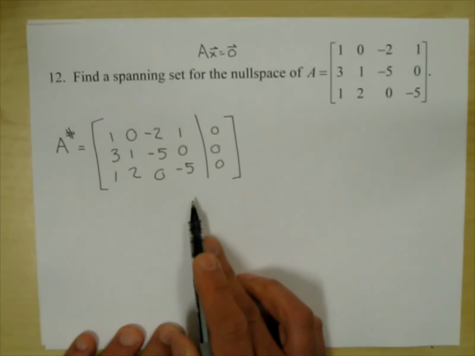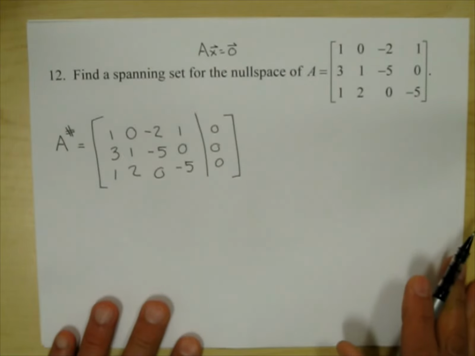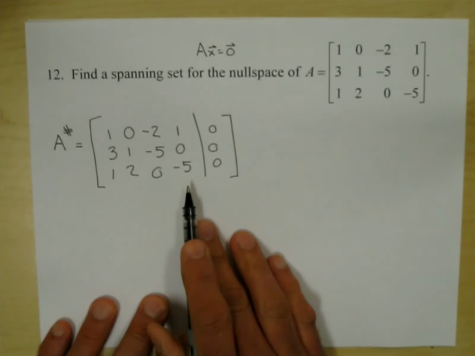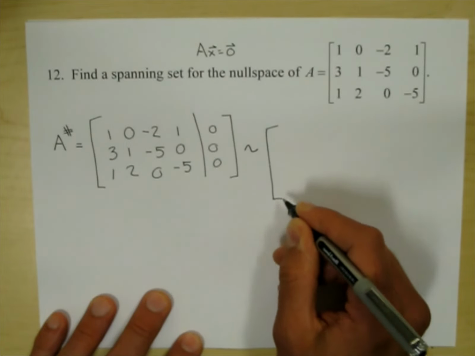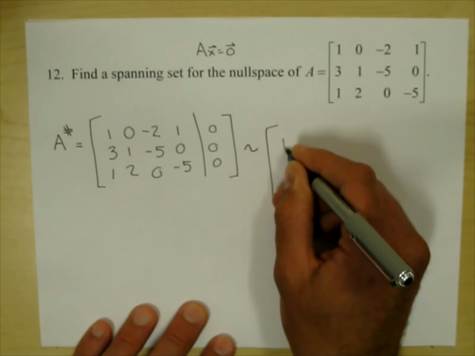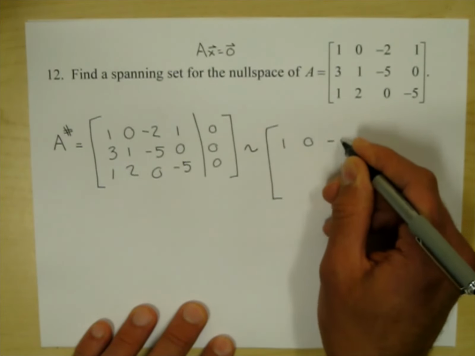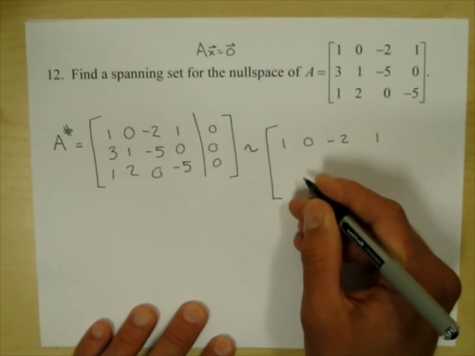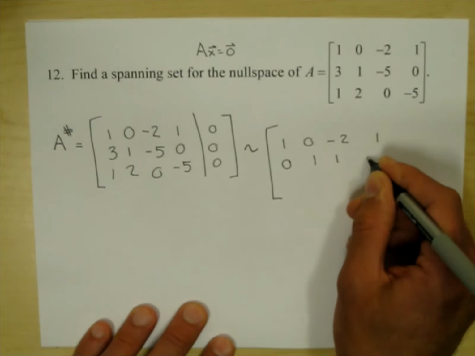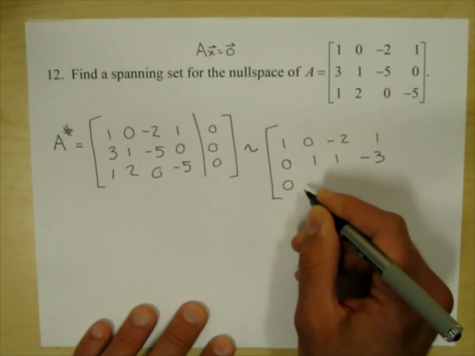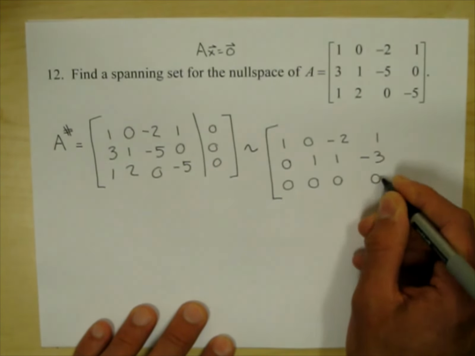So the majority of this problem is row operations. So I'm going to do those row operations for you. We're not going to spend a lot of time doing that. The first row is what you expect it's going to be. And then what I ended up getting is 0, 1, 1, negative 3, and a whole row of zeros.